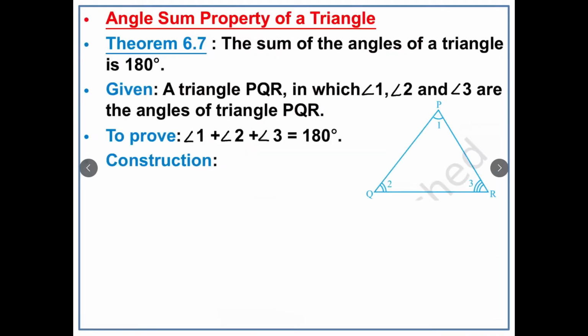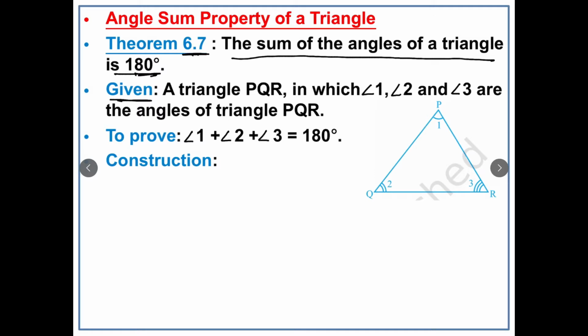The topic that we are going to study today is the angles and property of a triangle. This is explained by theorem 6.7. The statement of this theorem is: the sum of the angles of a triangle is 180 degrees. This is something that you have been studying from previous classes. You already know that the sum of the angles of a triangle is 180 degrees. Here we are going to prove this theorem, that all the angles of a triangle sum to 180 degrees. So first we start with the given part.